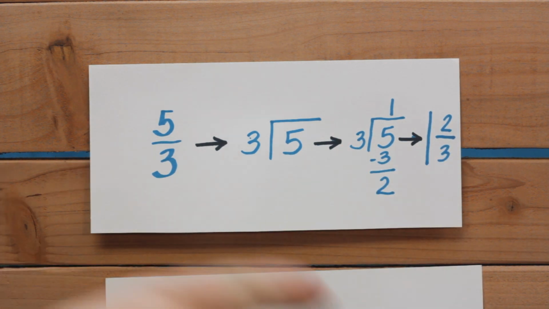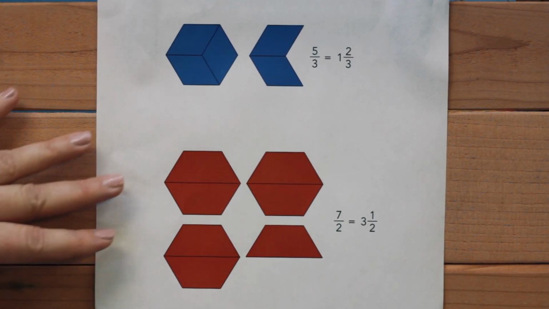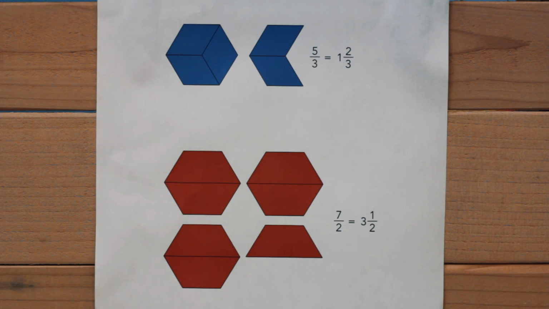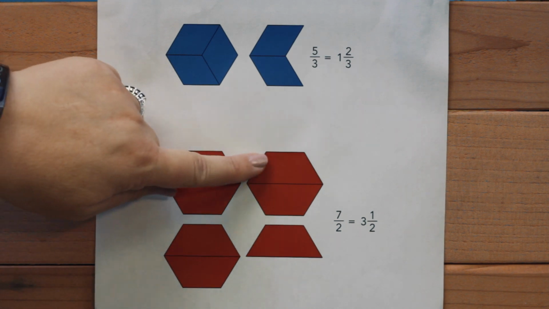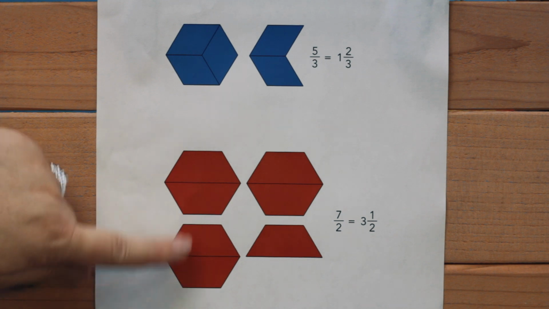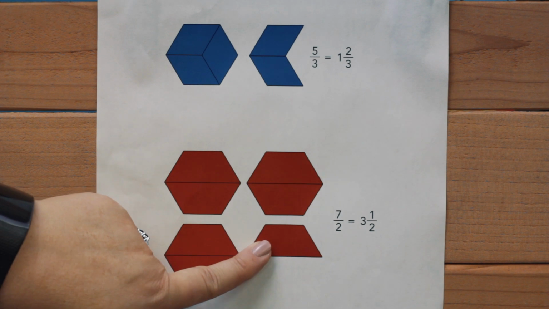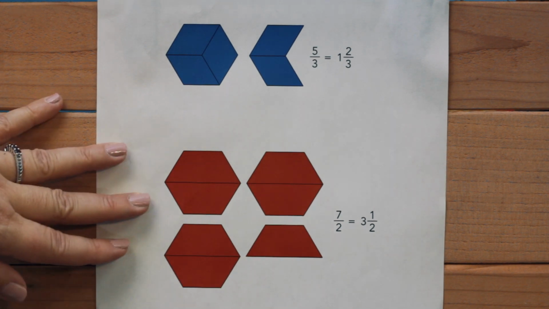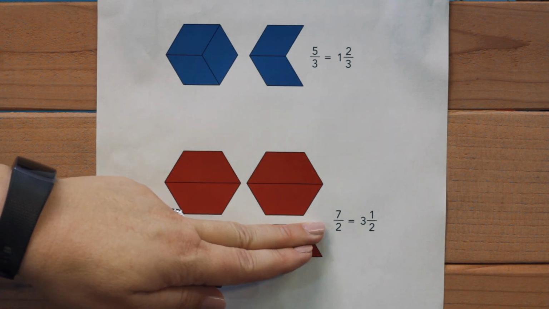Let's see another example with some red shapes. All right, so now we have some more shapes, and we have trapezoids here. We have seven trapezoids, and we have put them together. So we have 1, 2, 3, 4, 5, 6, 7 halves. Or we could also say that we have 1, 2, 3 and a half. So 3 wholes and a half would be a mixed number, but 7 halves is an improper fraction.